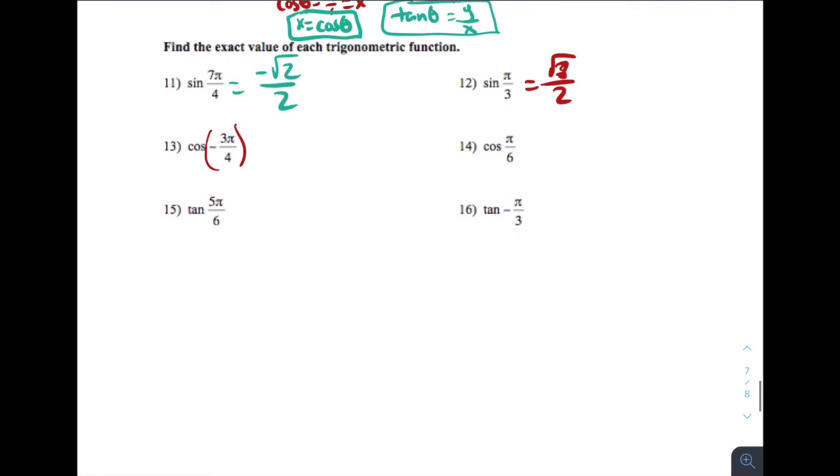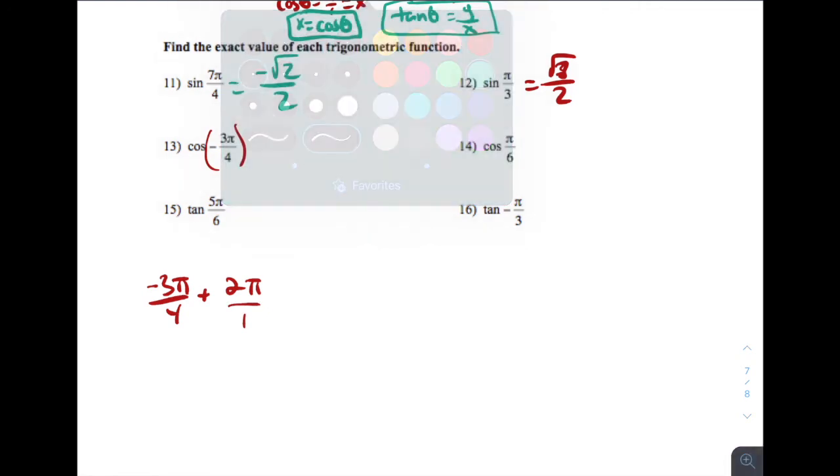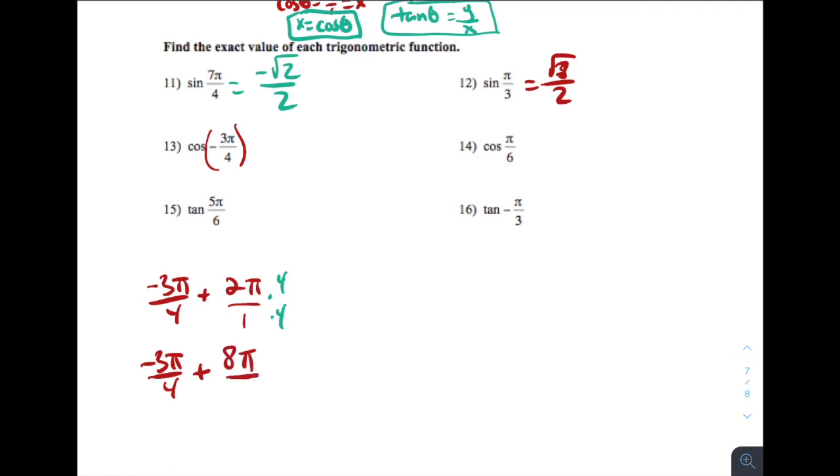And if you're not sure why that's the case, we can remember from earlier talking about coterminal angles. Negative 3 pi over 4, if we wanted to go in the positive direction around that circle, we could add 2 pi to it. Sorry, 2 pi is a whole circle, right? That's where that 2 pi comes from. We would need these to be the same denominator if we're going to add them. So I could multiply by 4 and multiply by 4. And if I do that, I get negative 3 pi over 4 plus 8 pi over 4. Now these have the same denominator, so negative 3 plus 8 is 5. So this is 5 pi over 4.